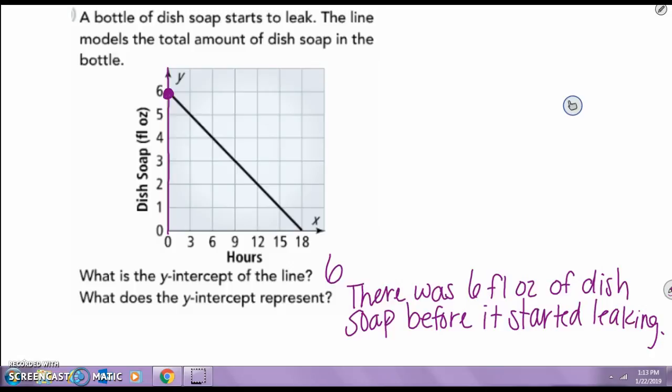The y-intercept is the number that tells you what you start with or what you begin with. And then from there, we can use our slope to determine relationships shown within our graphs, tables, and equations.